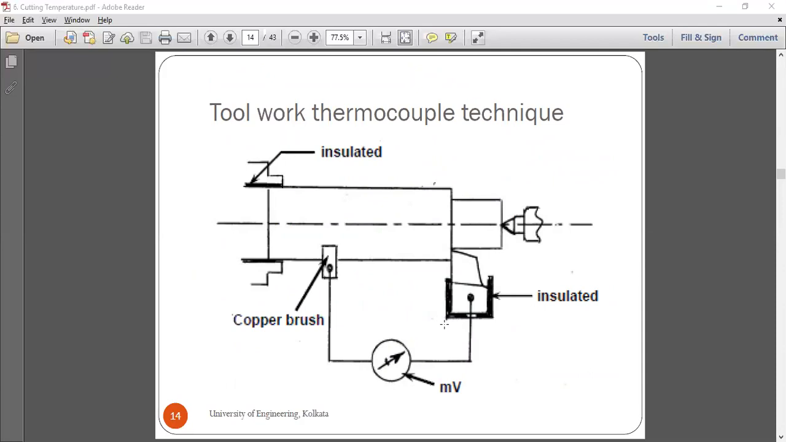As you can see here, there is some kind of insulation, some copper brush, and from here it is connected in such a manner. So this is the tool, this is the work, and the thermocouple acts with a millivolt meter, which shows some amount of deflection. Again, it is a similar process of transducing, that is temperature value getting converted into some voltage value, and that voltage is further amplified to find out the value of the temperature that is being generated. So this is the basic idea.